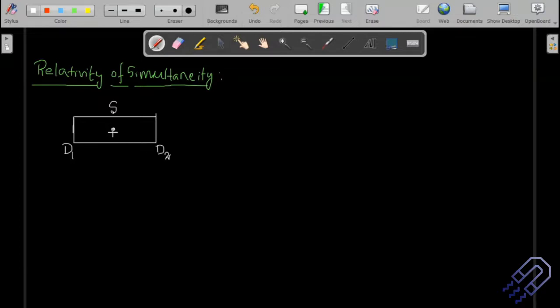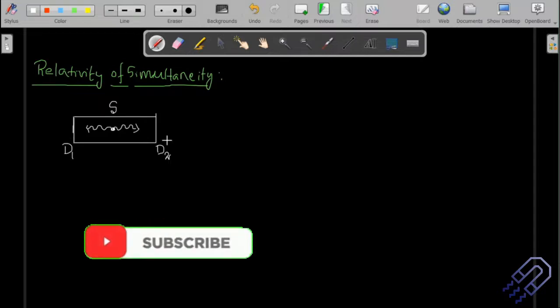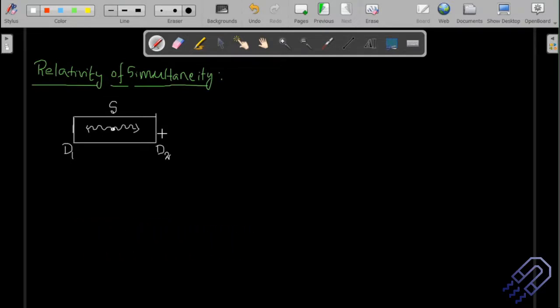As soon as I switch on the light, a pulse will go in this direction and also in this direction. It will go in other directions also, but I'm only interested in these two directions. It's a centralized bulb. Switching it on, pulses will go. As soon as it hits the door D1, the door will open. It hits D2, the door opens. So I have to analyze when does the door open. I switch it on, it hits D1, it hits D2, the door opens.